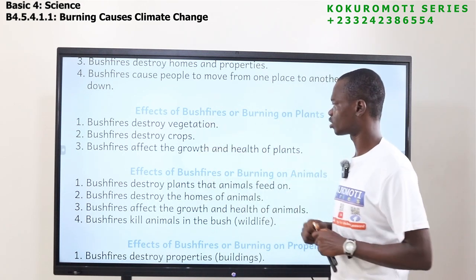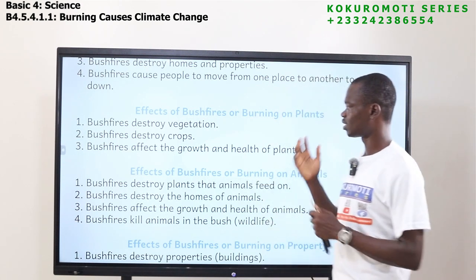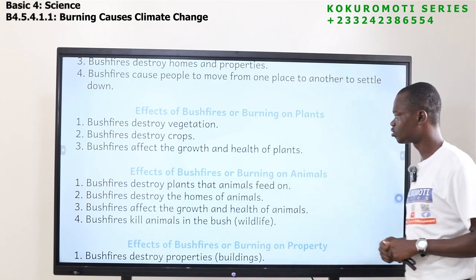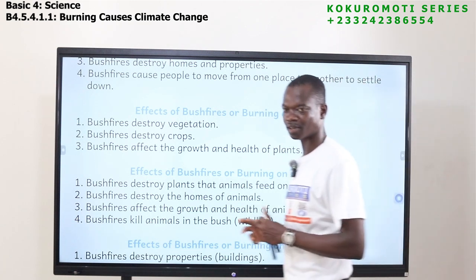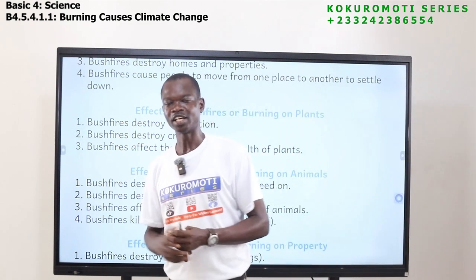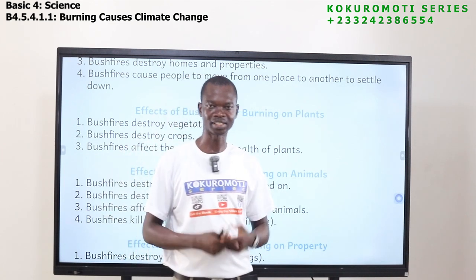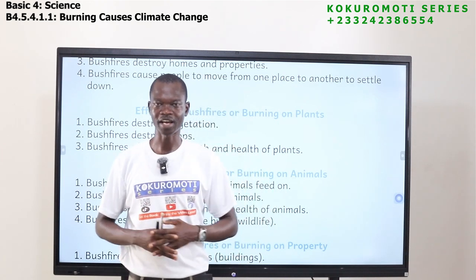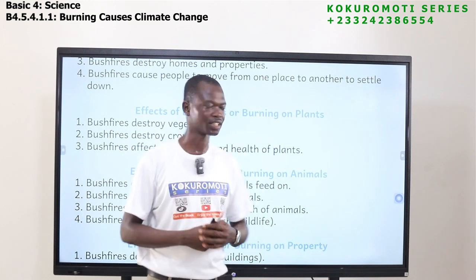So bushfire destroy vegetation. The second one is that bushfire destroy crops, and then the third one is that bushfire affects the growth and health of plants. So if there is bushfire, the health of plants will be affected. Those who will be able to survive, they cannot even grow and grow well. Their health will be affected.